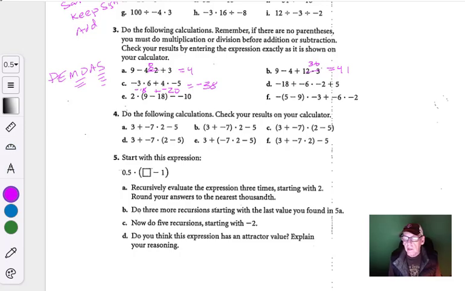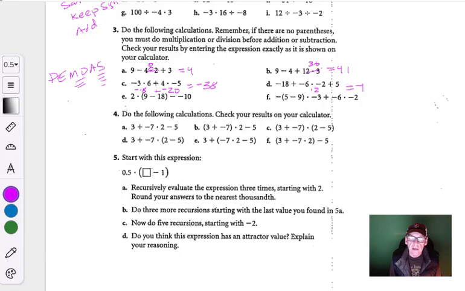Looking at D, we have to do the negative 6 times the negative 2 first. 2 negatives make a positive, so it's going to be positive 12. We have a negative 18 plus 12. That's going to be a net result of negative 6. And a negative 6 with the 5 gives us a negative 1.